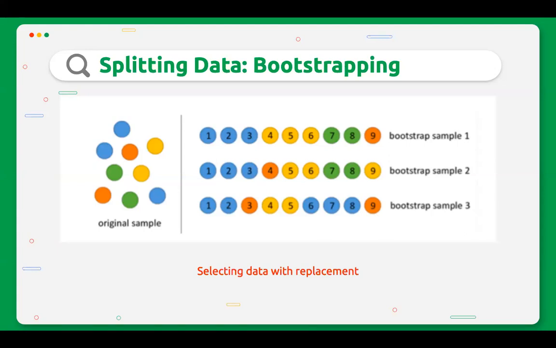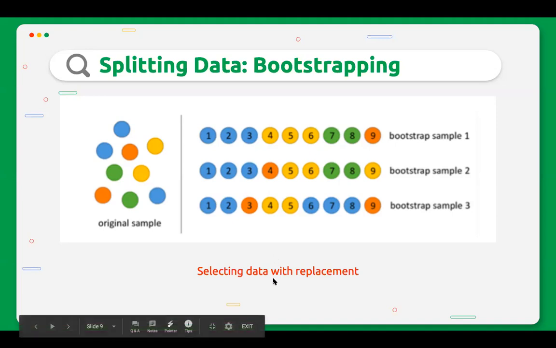Decision trees are really sensitive to the data that they are trained on, and small changes in the data set can result in very different decision trees within the ensemble model. So random forest models take advantage of this by sampling the data with replacement. And the important part is the replacement.